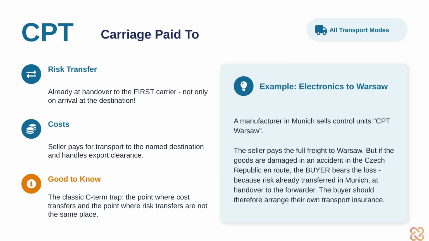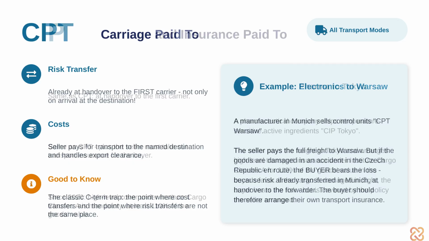An example. A manufacturer in Munich sells control units CPT Warsaw. The seller pays the full freight to Warsaw. But if the goods are damaged in an accident in the Czech Republic on the way, the buyer bears the loss, because risk already transferred in Munich at handover to the forwarder. The buyer should therefore check whether they need their own transport insurance.